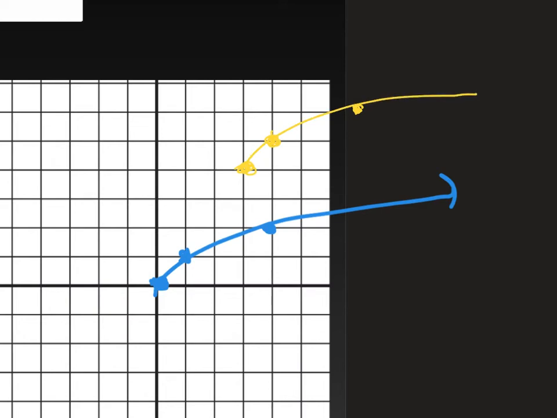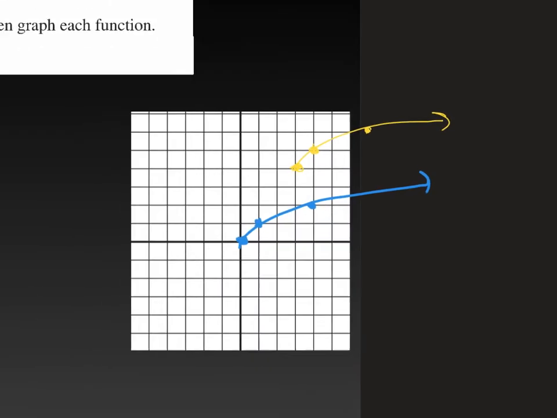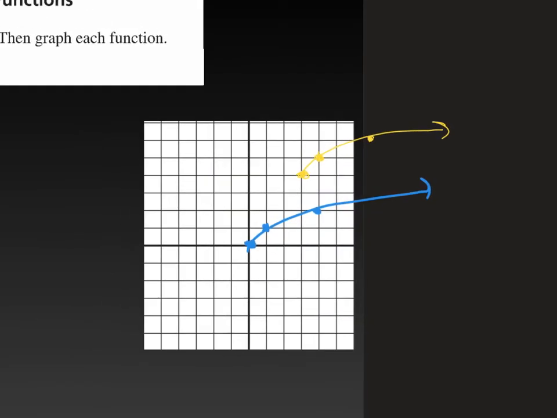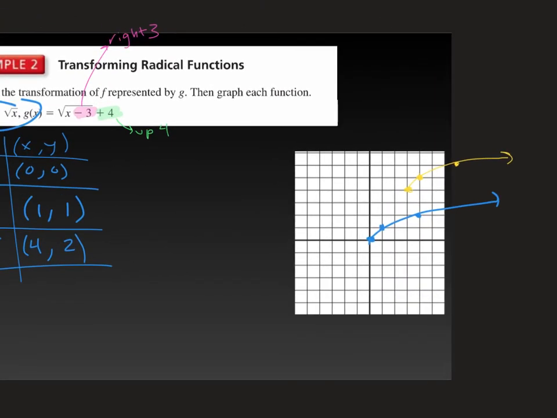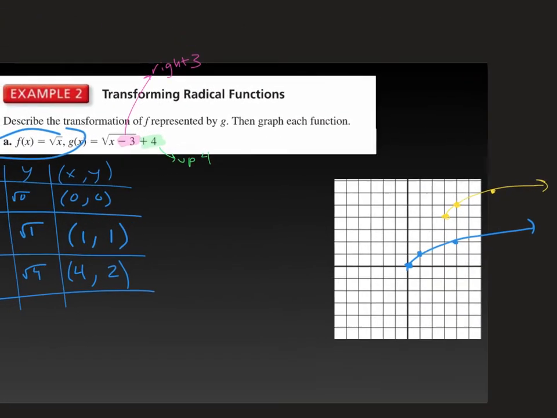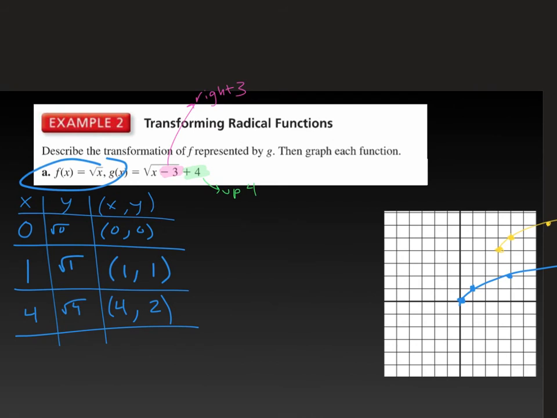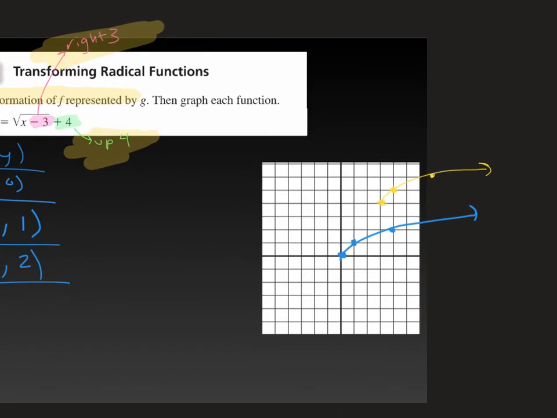Our graph keeps the same shape as it did before. All we do is move it. So we just take it. You can highlight it on Notability, drag it to its new position. It keeps the same exact shape, but just a different position. We just shift it a little bit. So describing the transformations that this question asks us to do, it's just right 3 and up 4, and then our graph is the yellow line.